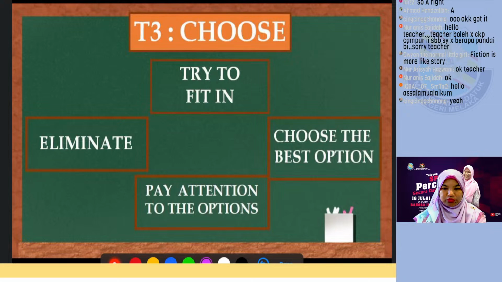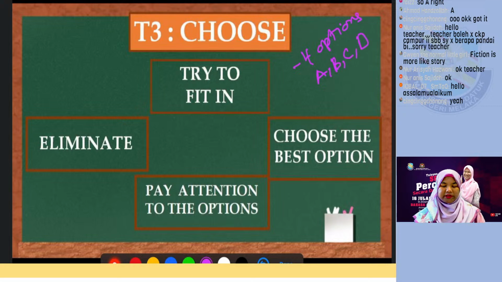Okay, for part 2, we have 4 options, right? A, B, C, and D. So first, here are 4 steps, 4 tips. First, while choosing the answer, you need to try to fit it in. This will be the classic thing that students do. Classic means perkara biasa yang students do. They choose the answer and try to fit it in.